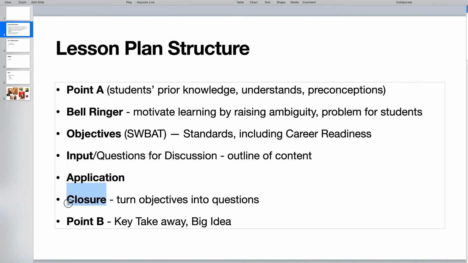Closure. This takes your objectives, turns it into questions, and you find out now, this is sort of your formative assessment. How well did students learn what it is that you had set out for them to learn? And then finally, point B. What is it that students should be able to take away that, again, maybe applies to the career, that applies to their everyday life right now as students? What's the key takeaway? What's the big idea?